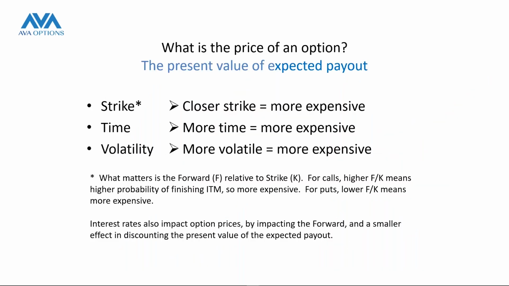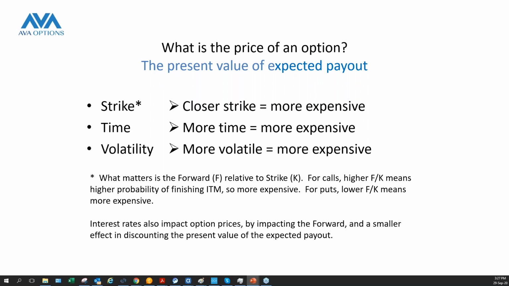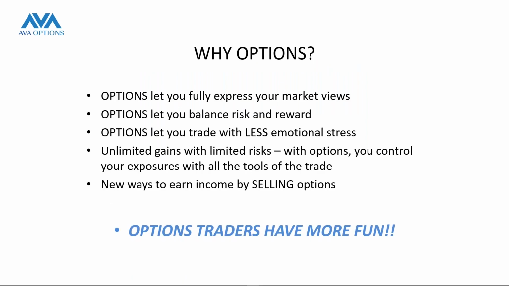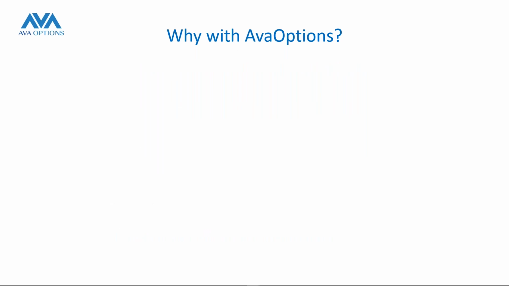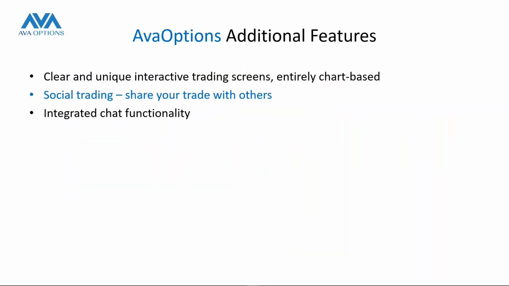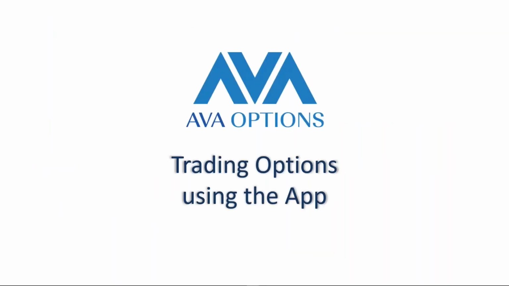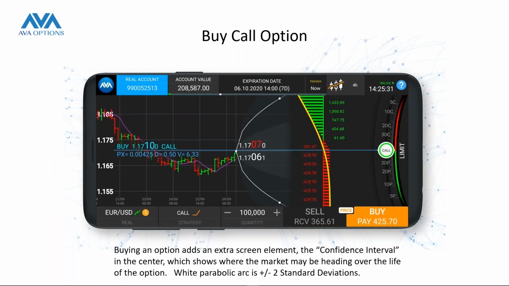So we learned a few things. We learned that the closer to the strike we are for a call option, the more expensive it's going to be. So an out of the money option is cheaper than an at the money option. More time is more expensive and more volatility is more expensive. I'm not going to get into the why just yet. We'll come back to that later. I want to show you with pictures in the app, because the app really is your best friend here to help you learn about options.